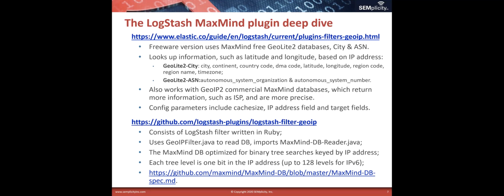As it says, it's written in Ruby. It uses GeoIPFilter.java to read the database, and once the record is found, it maps the data that exists in the database into the relevant Logstash fields that you defined in your mapping. There is also a blog that talks about the MaxMind database itself, what it is and what format it supports. You can go to the next slide.